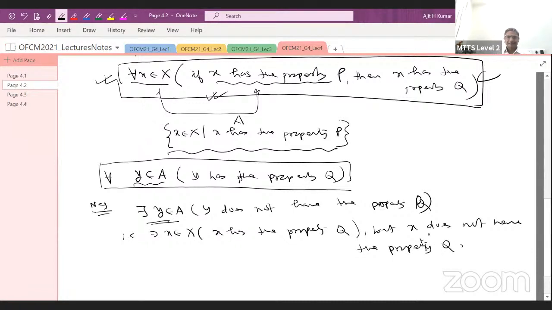That is its negation. This is how we will negate a statement about some member or all members of a set, which has this kind of implication. Yeah, Akhila, you have raised your hand. Sir, it should be X has the property P, right? Oh, I have written Q here. Okay, that's correct. Thank you very much.